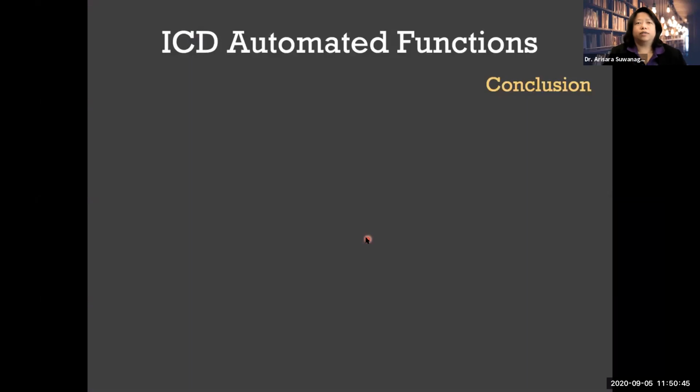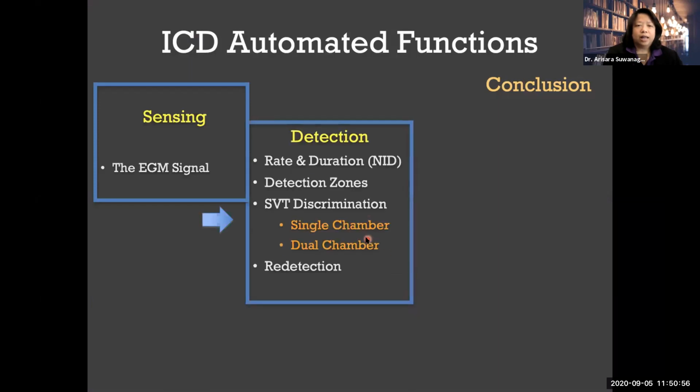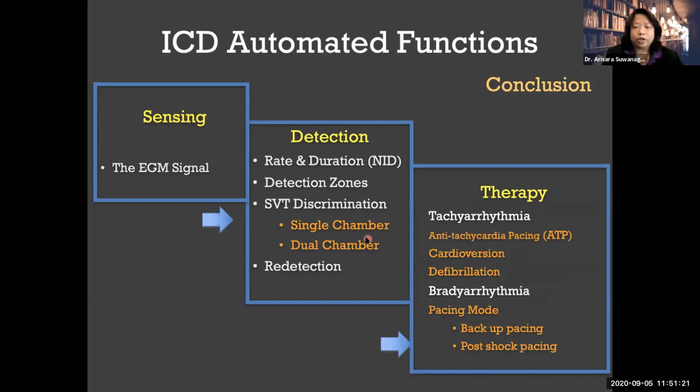So for our conclusions for today: how does the ICD work? It works automatically. It has to have very good sensing of the EGM signals. Then after it detects abnormal fast signals, it looks at whether the rate and duration meet the criteria or not, whether the detection zone meets the criteria, and of course, don't forget the SVT discrimination. Single and dual chamber have a little bit of difference in discriminating A and V. Then after detection, it gives therapies of either shocks or anti-tachycardia pacing. After it gives therapy, it goes back to redetect and make sure that it doesn't miss the arrhythmia if the therapy is not successful.